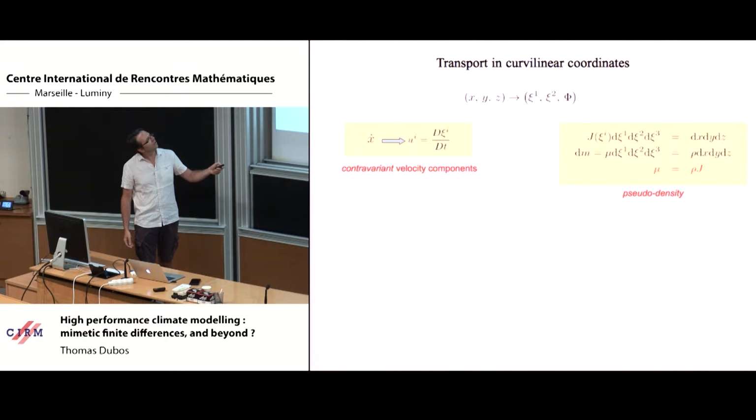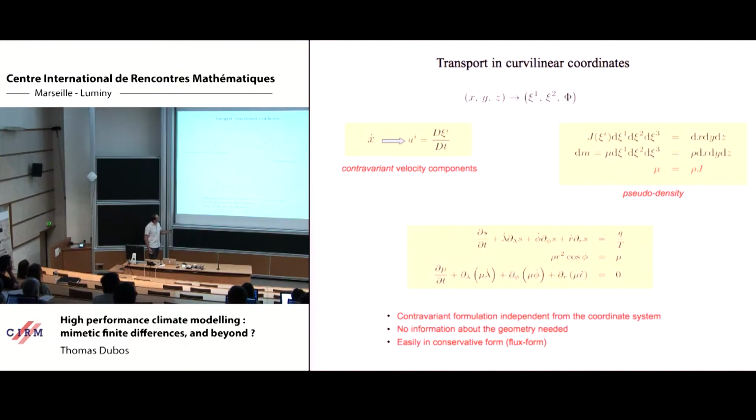And then you have to take into account the fact that the volume is not given by just dx dy. The volume is given by dx dy dz, but because you have this curvilinear coordinate, there is a Jacobian here. But if you look at the so-called pseudo-density, which is the density of the fluid times the Jacobian, which is essentially the amount of mass per unit psi coordinates, then your transport equations look exactly the same in curvilinear coordinates as in Cartesian coordinates.